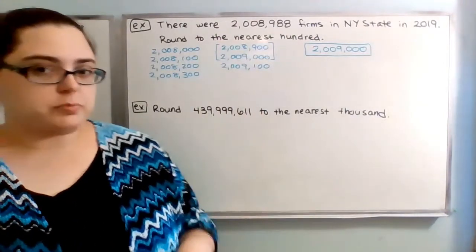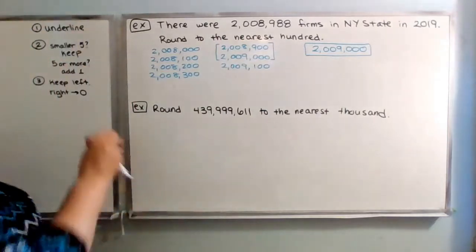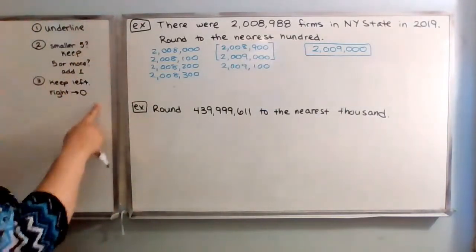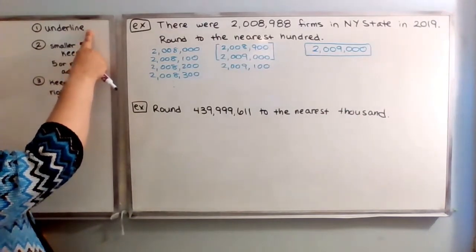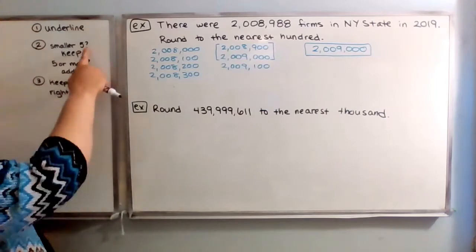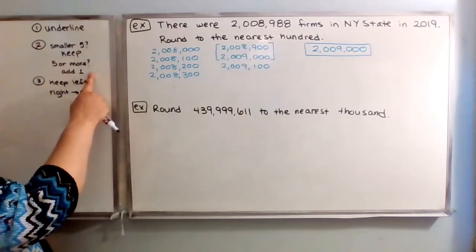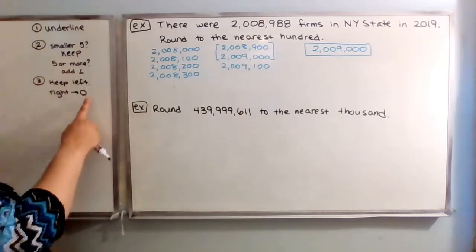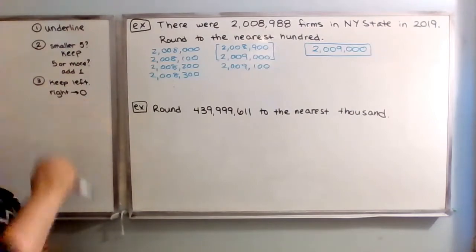Okay, let's repeat this problem, see if we get the same answer by using the rounding process. So I wrote a really abbreviated version of it here. Underline means we're going to underline the digit in the desired place value. And then you look to the right. And if the digit to the right is smaller than 5, you keep the underlined number. And if it's 5 or more, then you add 1 to the underlined number. You keep all the digits on the left, and everything to the right becomes a 0.